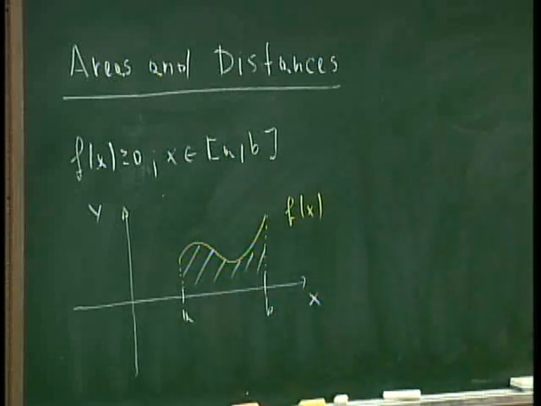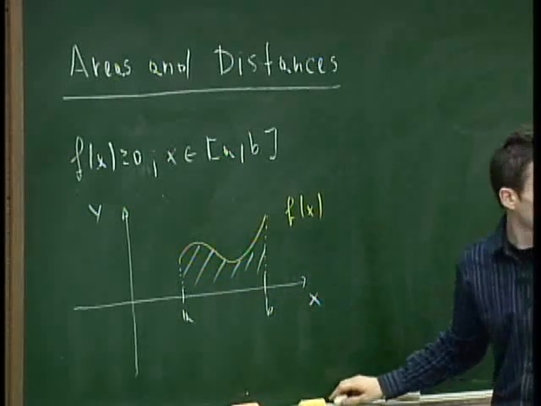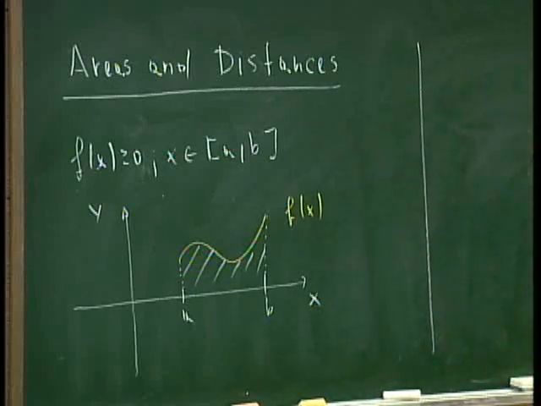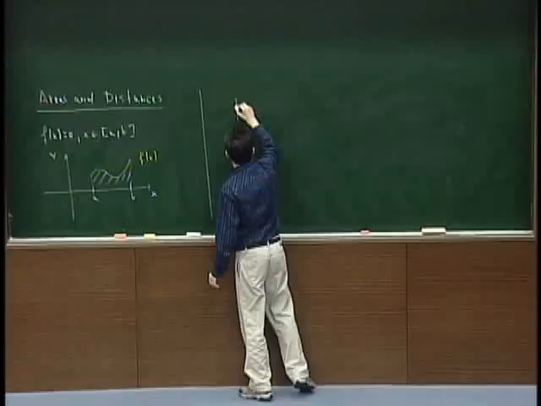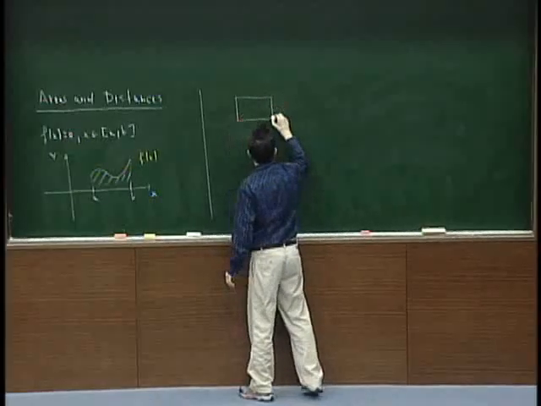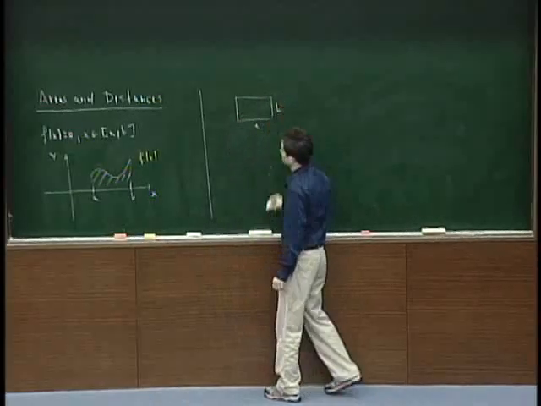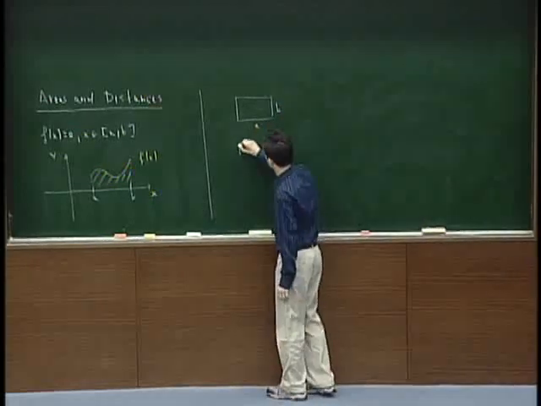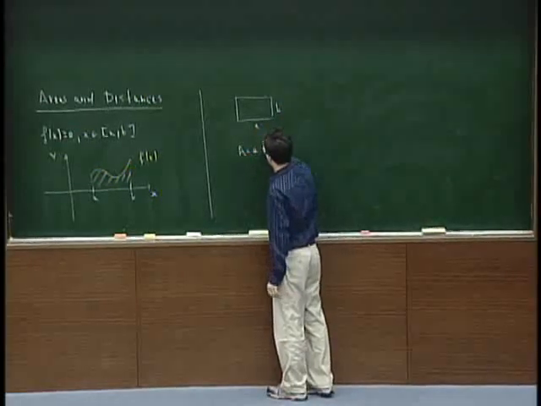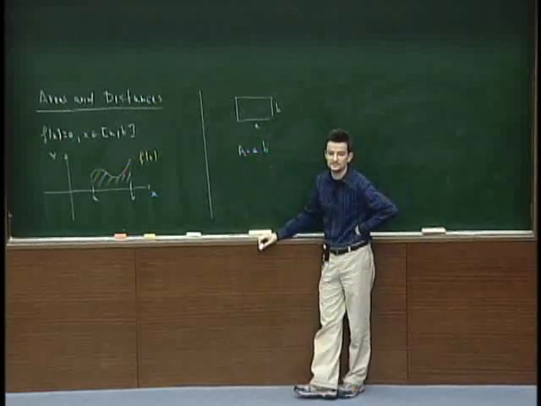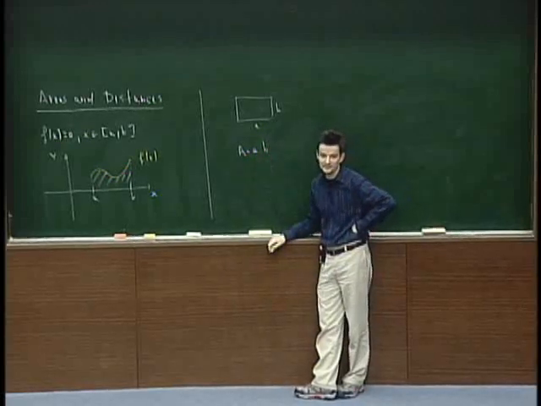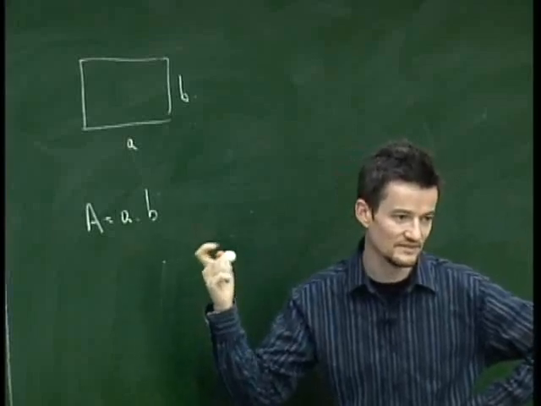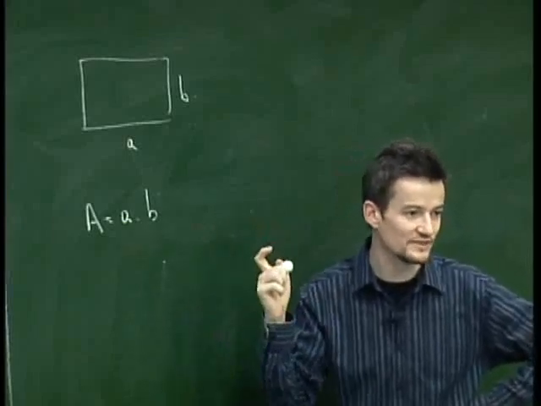Now, in high school, you have already learned, if you have some simple objects, for instance this object, a rectangle. Maybe in high school your teacher tells you that the area of this rectangle is A times B. Actually, this is the definition. We define the area to be A times B. It's not that this is the area. This is the definition of the area.